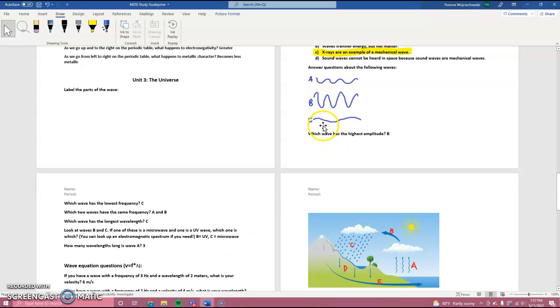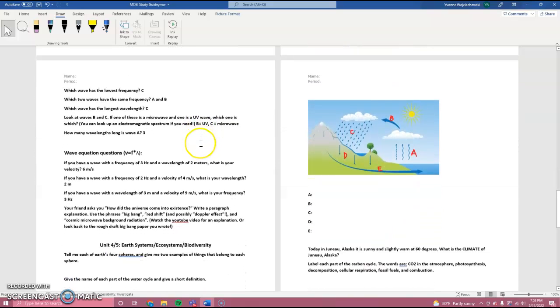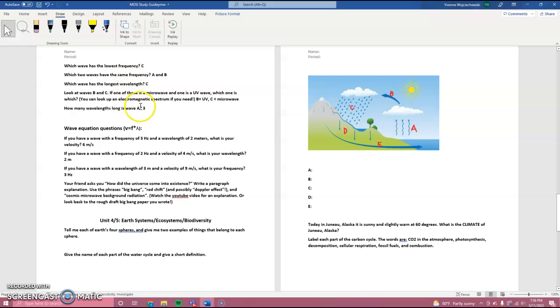So because B has a higher frequency than C, I would say that B would be the UV wave, C would be the microwave. And how many wavelengths long is A? We already counted. We're going from crest to crest 1, crest to crest 2, crest to crest 3. That is 3 wavelengths.